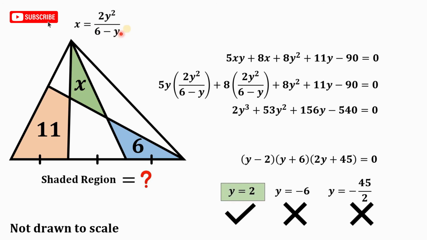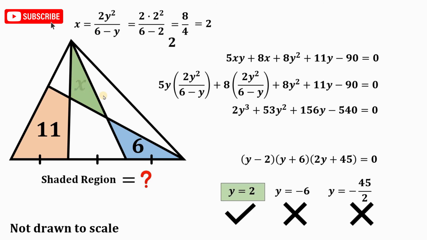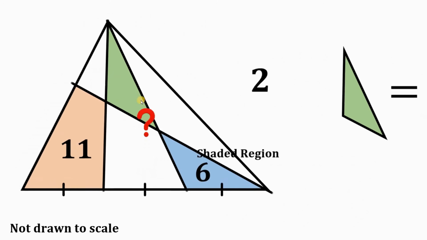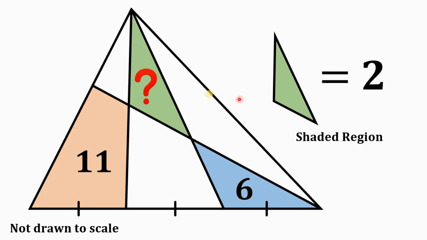Now, let's get the second result, and let's replace all y with 2. So I have 2 times 2 raised to the power of 2 over 6 minus 2. This will give us 8 over 4, and 8 divided by 4 will give us 2. In short, this variable x is simply equal to 2, and the area of this green region is simply equal to 2 square units. And that is our answer to this question.